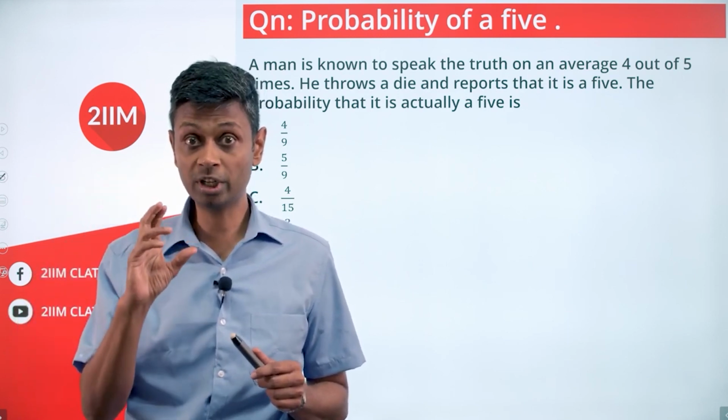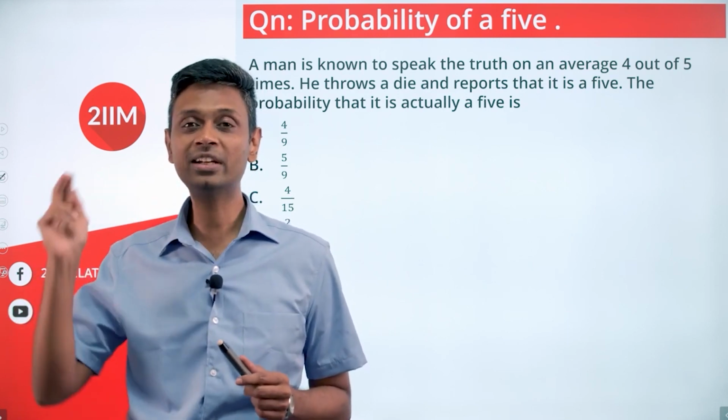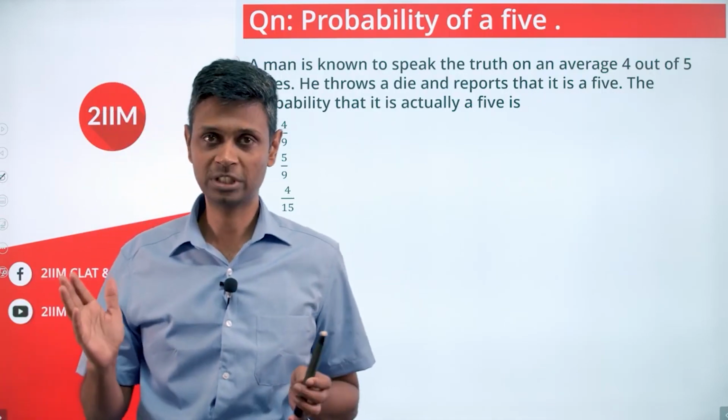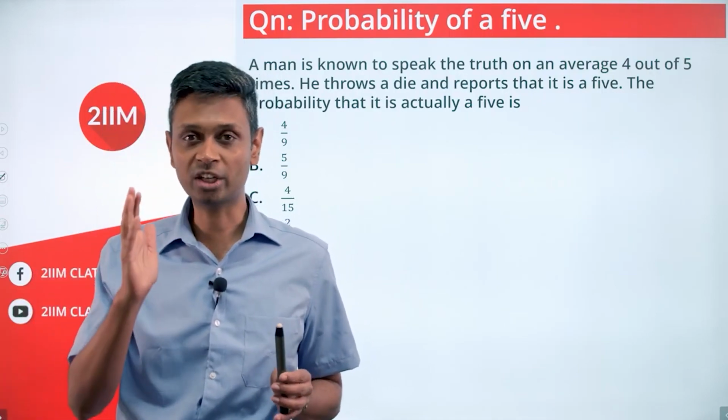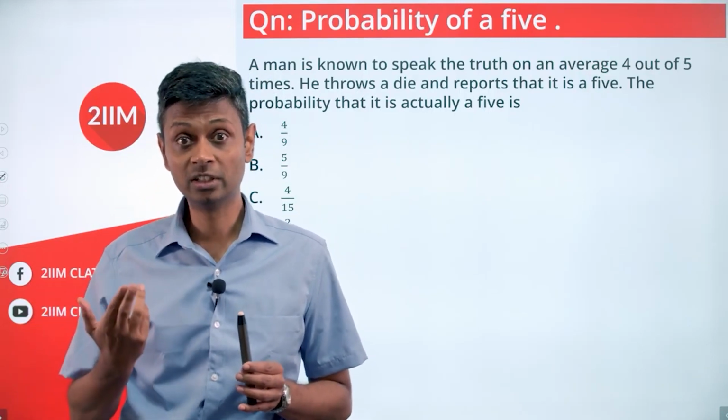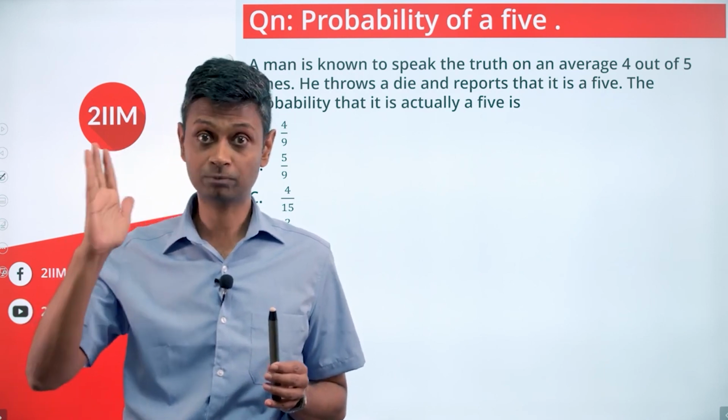And it's conditional probability, but the other way around. Given it is a 5, what is the probability that he'll report a 5? That is 4 by 5. If it is 5, it's a 4 out of 5 chance that he speaks the truth. That is clear. He has said it is 5. What is the probability that it actually is 5? That's what we're trying to do.